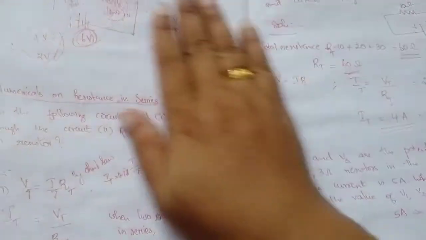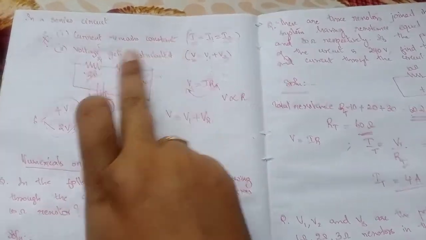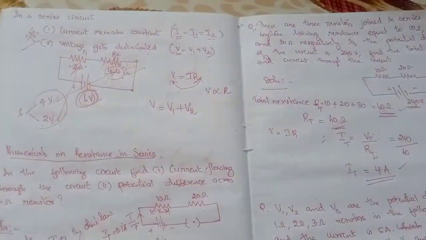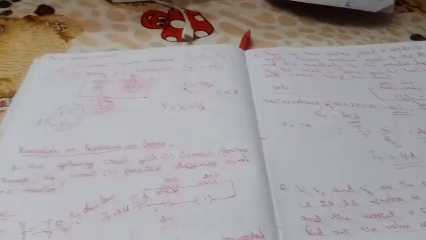So always keep in mind these 2 points when we are considering a series circuit. The current will always be the same and the voltage gets distributed. Okay. So even if we are having 2 resistors or 3 resistors or 4 resistors, whatever it may be, the current will be the same.